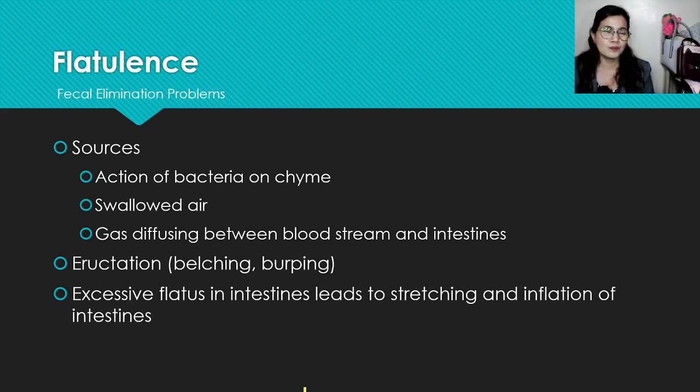Next is flatulence. It could be from the action of bacteria on chyme, or swallowed air. There's gas diffusing between the bloodstream and intestines. There's belching or eructation, also called burping. There's excessive flatus in the intestines, which leads to stretching and inflation of the intestines.